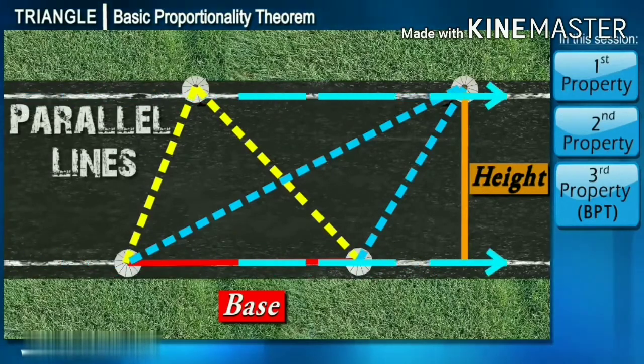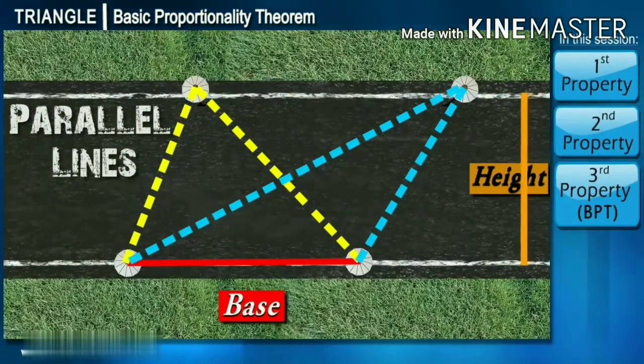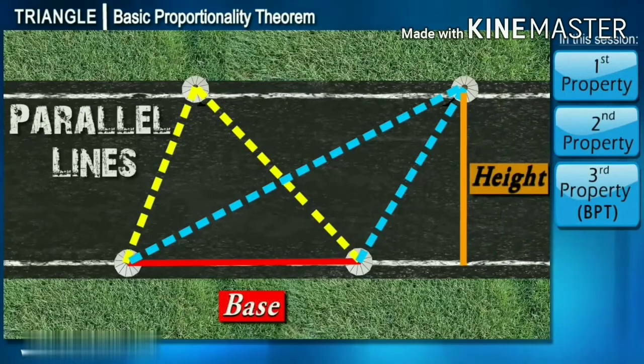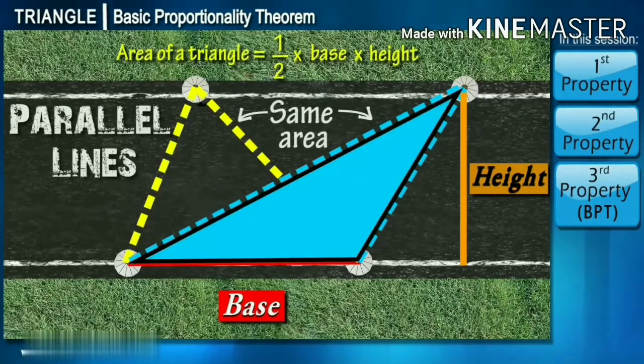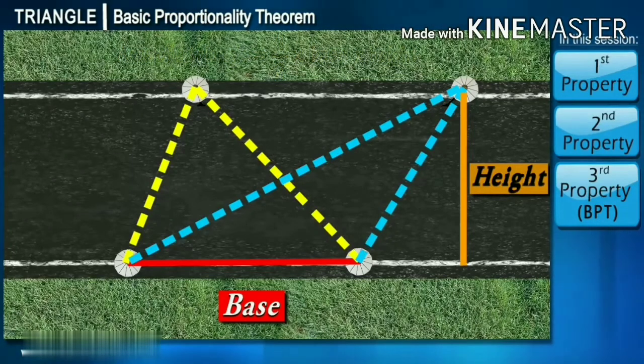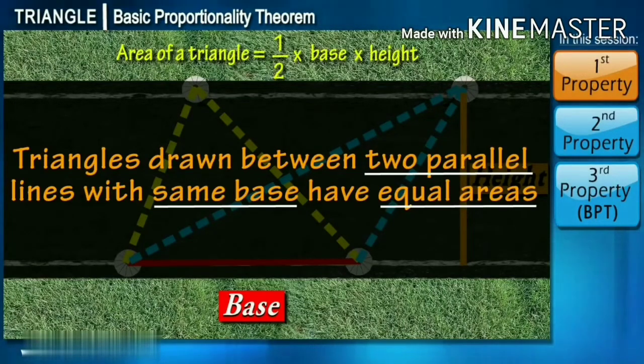This boundary of the road form parallel lines. The distance between these 2 parallel lines is always equidistant. Area of the triangle is given by the formula half into base into height. Since base and height are equal in both the triangles, its area will definitely be equal. So what is the conclusion from this property? Triangles drawn between 2 parallel lines with same base have equal areas.